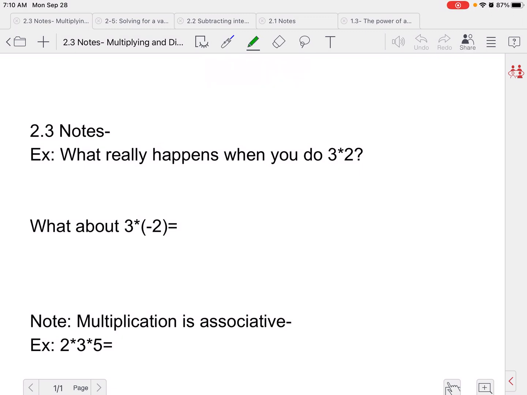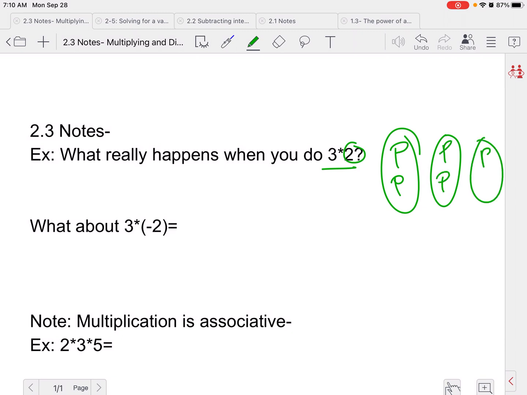So what really happens when we do 3 times 2? Well, that means we have 3 groups of 2 positives. So I'd have P and P in one group, P and P in another group, and P and P in a third group. So we have 2, 2, 2 in 3 groups, okay? And what that means is we have 6 total positives, so 3 times 2 is 6.